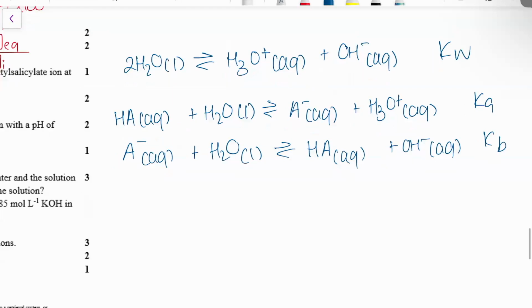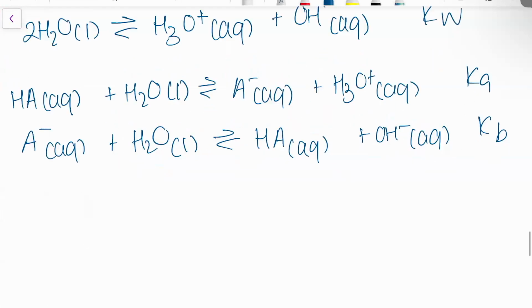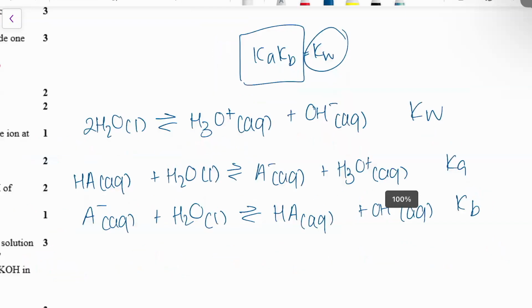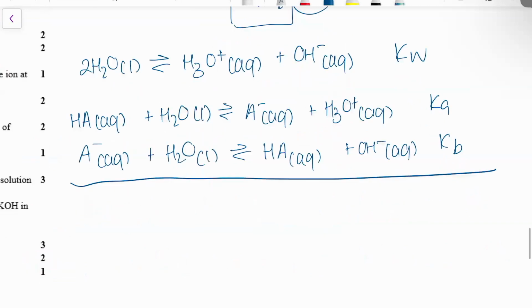Then they were trying to get you to prove KaKb is equal to Kw. From what we know, in the Module 5 recording that we went through, when you add equations together, you multiply the K values. So if we're trying to show Ka times Kb, we have to add the equations together, and hopefully that gives us the equation for Kw. So let's add this together.